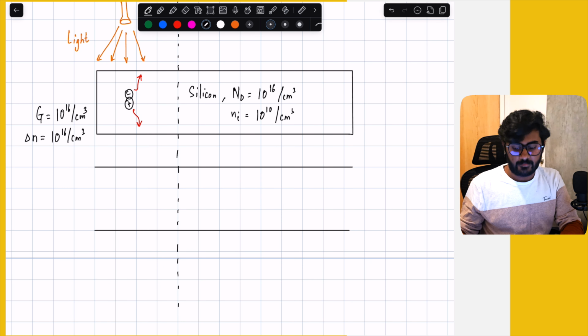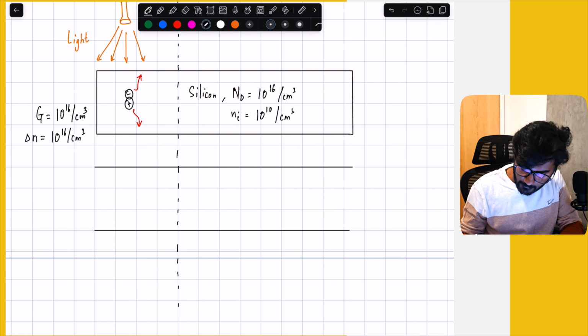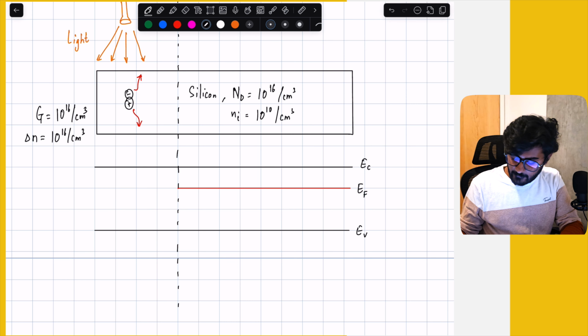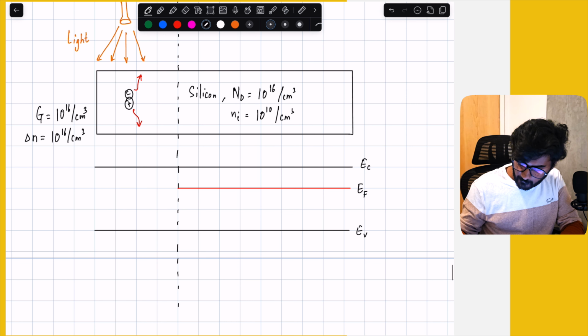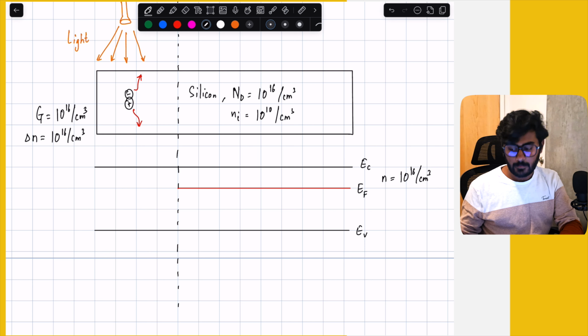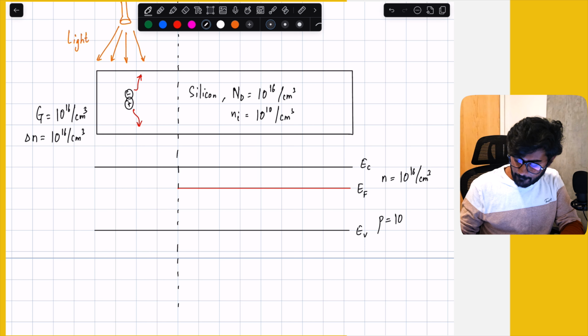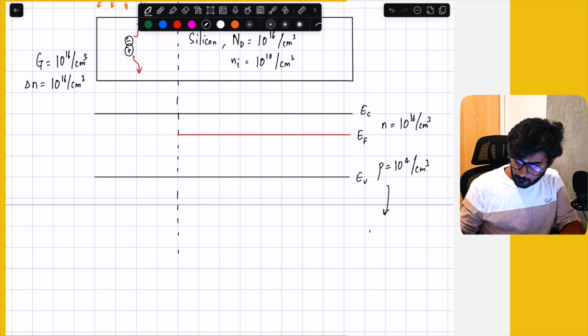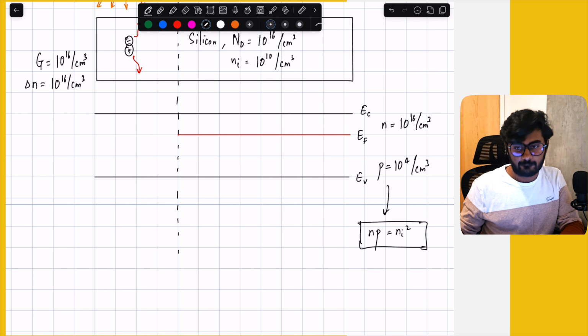Okay, now let's see how the energy band diagram for this device looks. Far away from the source of light, we see that we just have a single Fermi level, and this is actually enough to define both electron and hole concentration. The electron concentration here is 10^16 per cm^3, and the hole concentration is 10^4 per cm^3, and this is obtained from np equals ni squared. This is what is called the law of mass action.